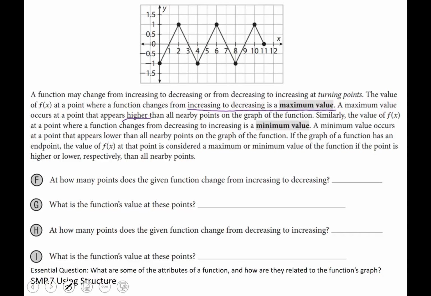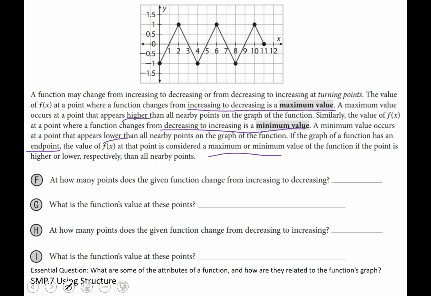Similarly, the value of f of x at a point where a function changes from decreasing to increasing is a minimum. A minimum value occurs at a point that is lower than all the nearby points of the function. If the graph of the function has an endpoint, the value of f of x at that point is considered a maximum or minimum value of the function. So an endpoint can be the maximum or minimum of the function if the point is higher or lower respectively than all nearby points.